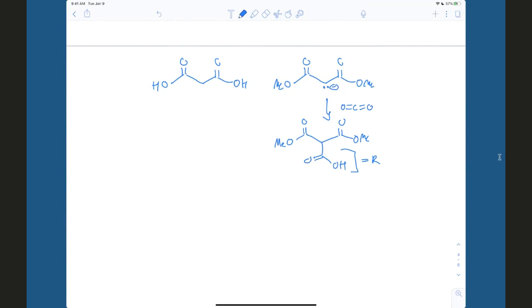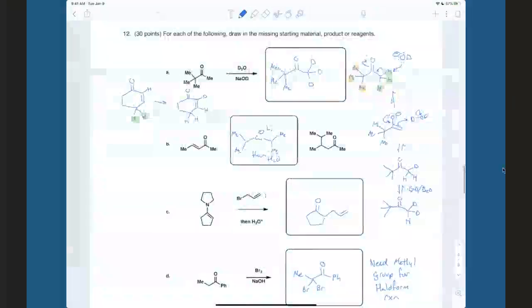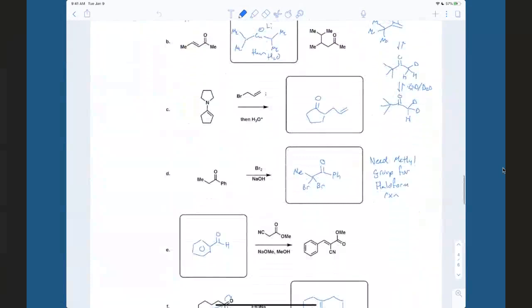No problem. 12C, 12D on the practice exam. Absolutely. Okay. So this is an enamine alkylation. So this is from lecture 30.